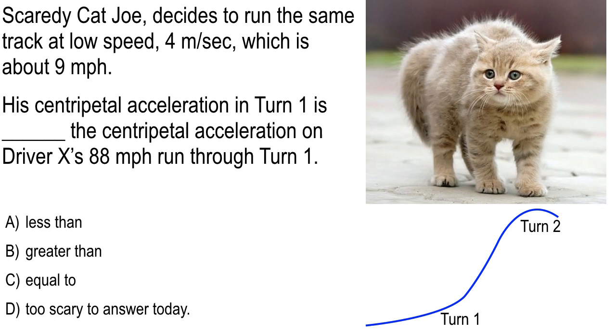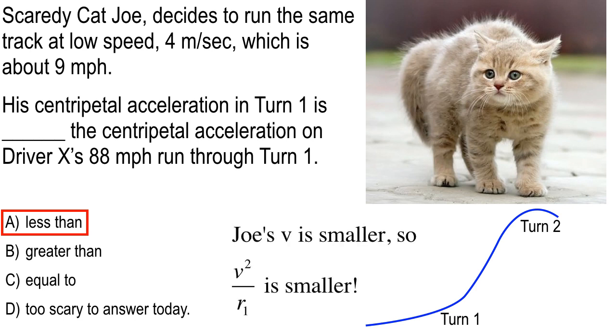Okay. Yeah, you guys did good. It's turn 1, so the answer is less than. So Scaredy Cat Joe doesn't need as much grip on his tires or his toes as driver X because he's going slower.